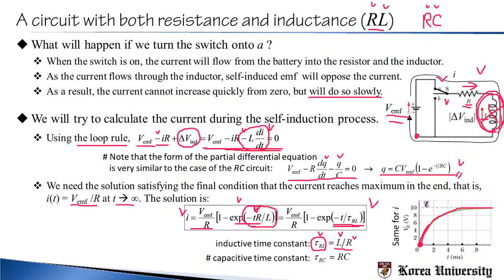And how about the case of large resistance? If you have a large resistance, then the final value of the current is very small. If the goal is small, then it doesn't take a long time to make the full change. That is why it is given this way. And this capacitive time constant, we studied in the case of the RC circuit. So try to compare these two and you get the idea of what the differences and similarities are. Okay.